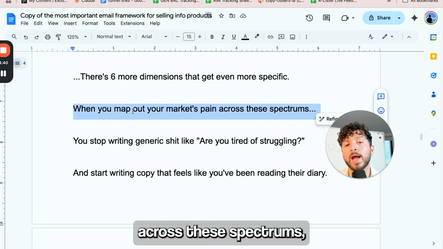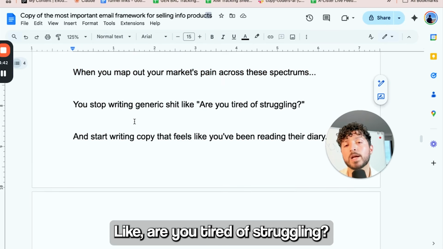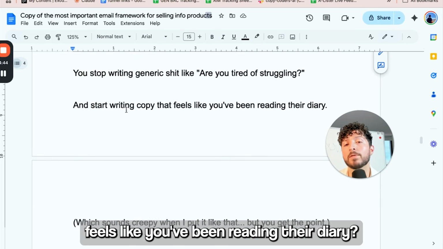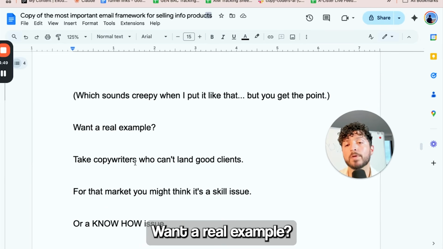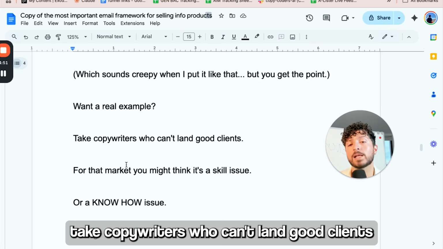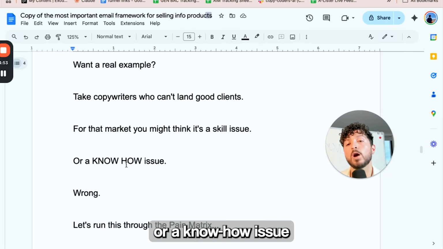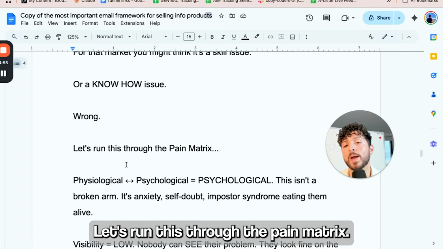When you map out your market's pain across these spectrums, you stop writing generic shit like, are you tired of struggling? And start writing copy that feels like you've been reading their diary, which sounds creepy when I put it like that, but you get the point. Want a real example? Take copywriters who can't land good clients. For that market, you might think it's a skill issue or a know-how issue. Wrong. Let's run this through the pain matrix.